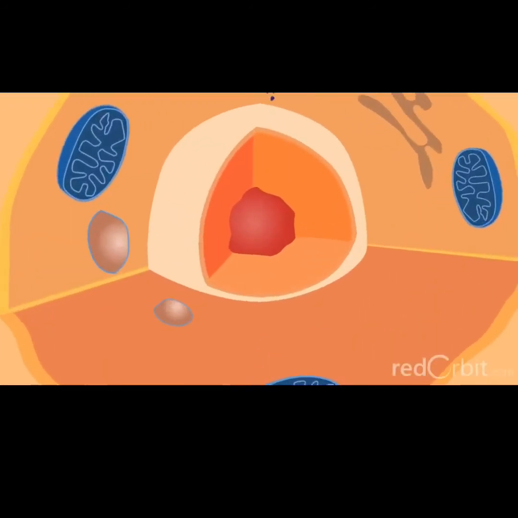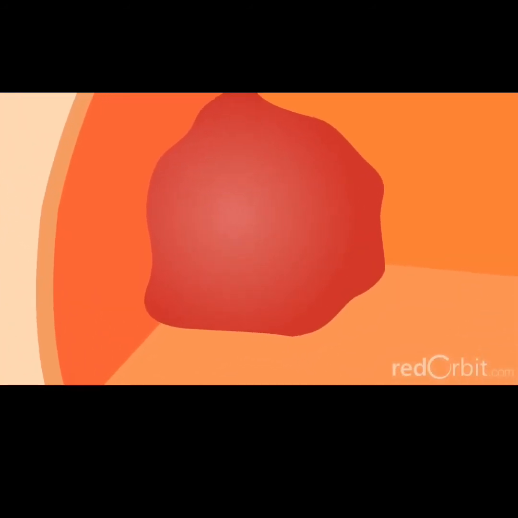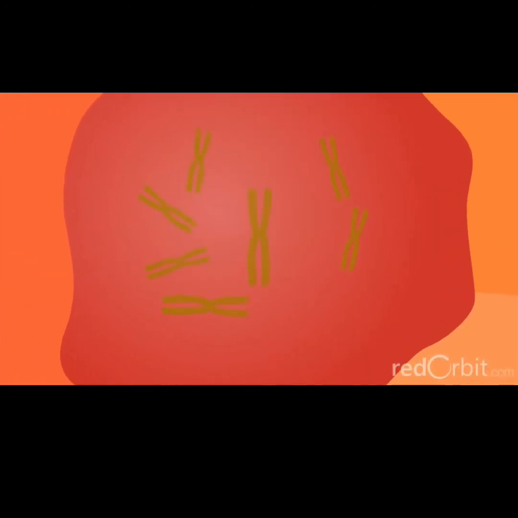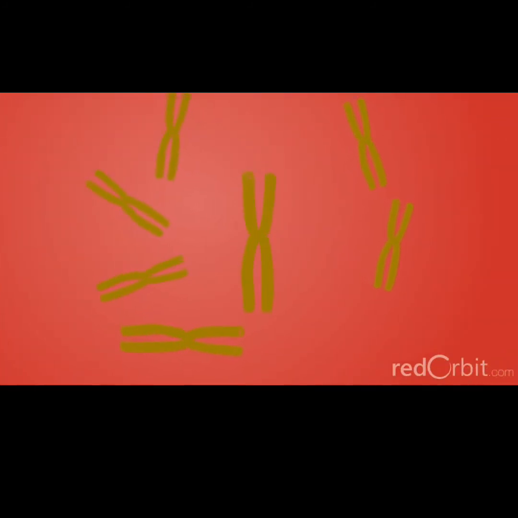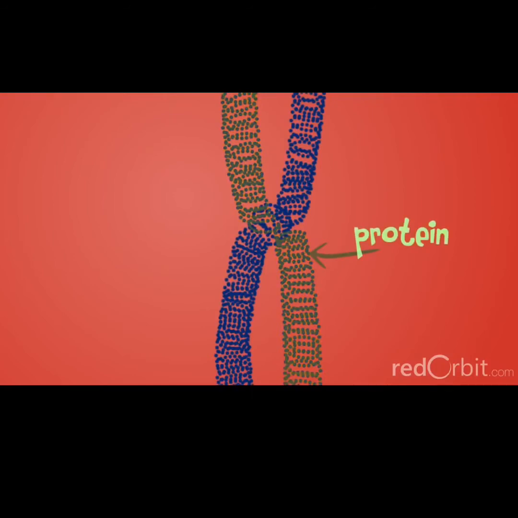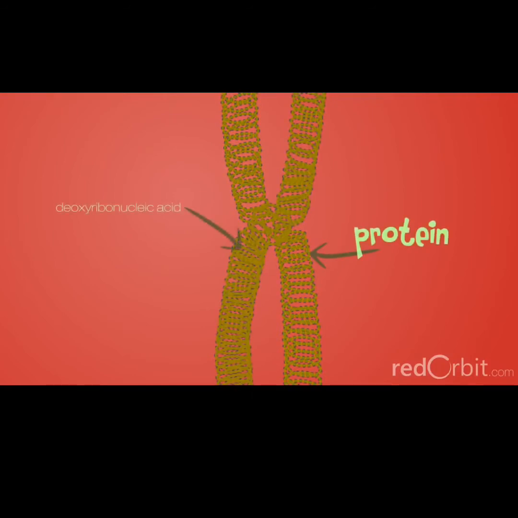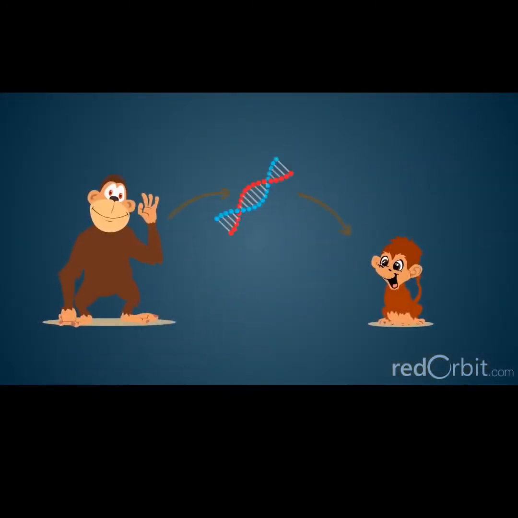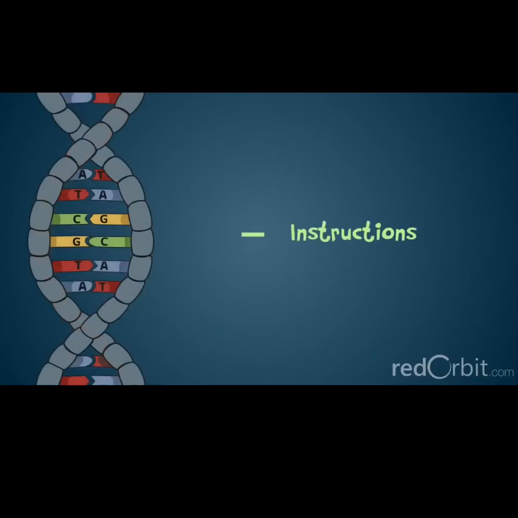Now let's explore chromosomes. Chromosomes are thread-like structures located inside the nucleus of animal and plant cells. Each chromosome is made of protein and a single molecule of deoxyribonucleic acid, or DNA. Passed from parents to offspring, DNA contains the specific instructions that make each type of living creature unique.